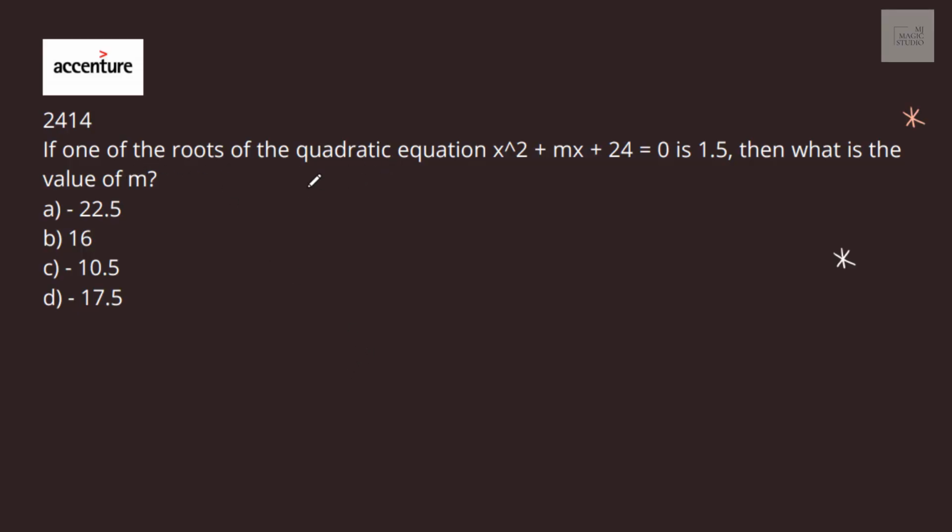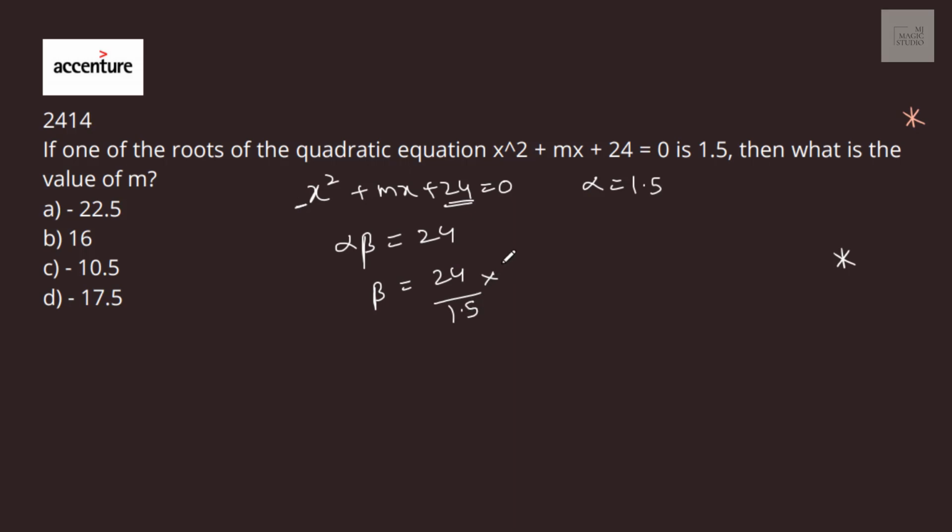One of the roots of the quadratic equation x square plus mx plus 24 equals 0 is 1.5. So alpha is 1.5. We know that alpha into beta is c by a. c is 24, a is 1. So beta equals 24 by 1.5. That is 16. So we have alpha and beta, that is 1.5 and 16.